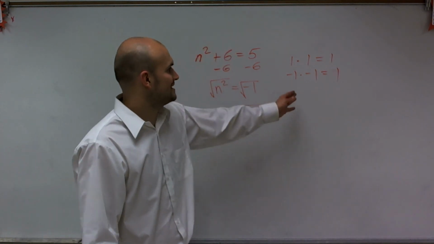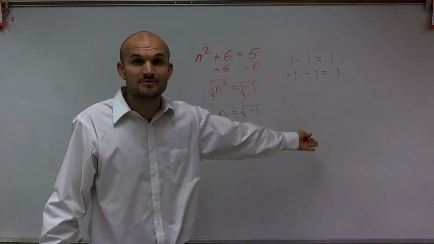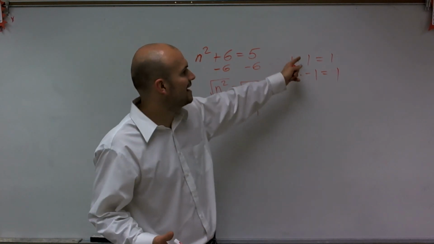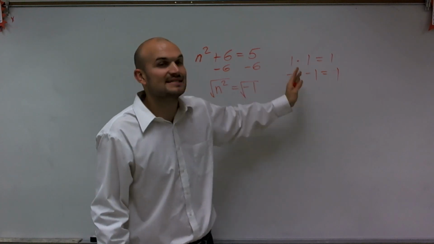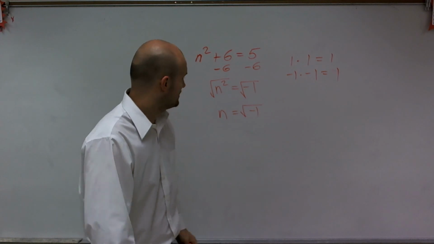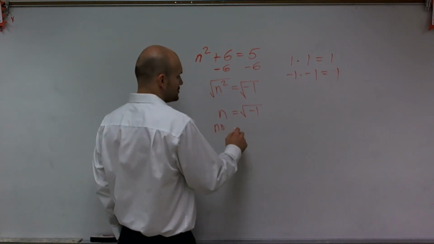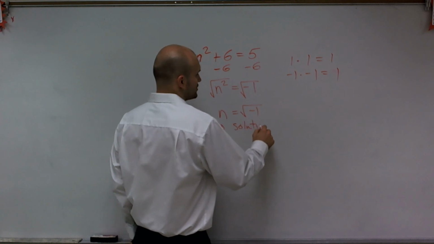The only way to get 1 times another 1 to be -1 would be for one of them to be negative. However, then I wouldn't have the same number multiplied by itself, because -1 and 1 are not the same. So therefore, I don't have a solution. So what we do for this problem is we write no solution.